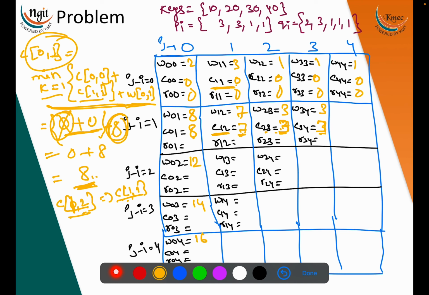Okay. Now, for these values the cost is 8, 7, 3, 3. When k is equal to 1, you got the cost 8. When k is equal to 2, you got the cost 7. When k is equal to 3, you got the cost 3. When k is equal to 4, you got the cost 3. So the k for which you got these is your root value. Now you have to calculate the cost for the remaining ones also. For C02, now we will calculate C02.